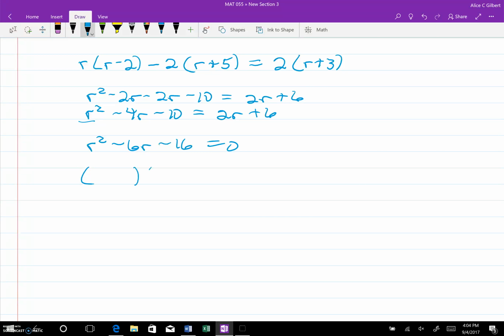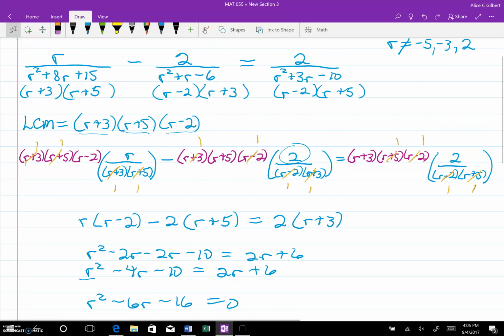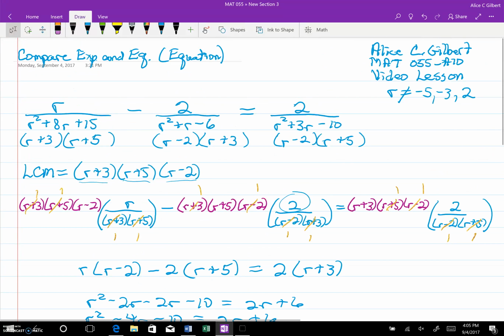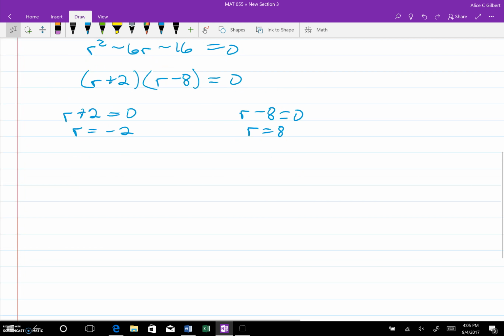So this we just need to factor. We get r plus 2 and r minus 8 equals 0. So r plus 2 equals 0 and r minus 8 equals 0. So we get r equals negative 2 and r equals 8. Now let's double check and see if we can use those. It is negative 2, so I'm okay there because that's positive 2, and the 8. So r equals negative 2 or 8. Please write it like this, not like the book does.